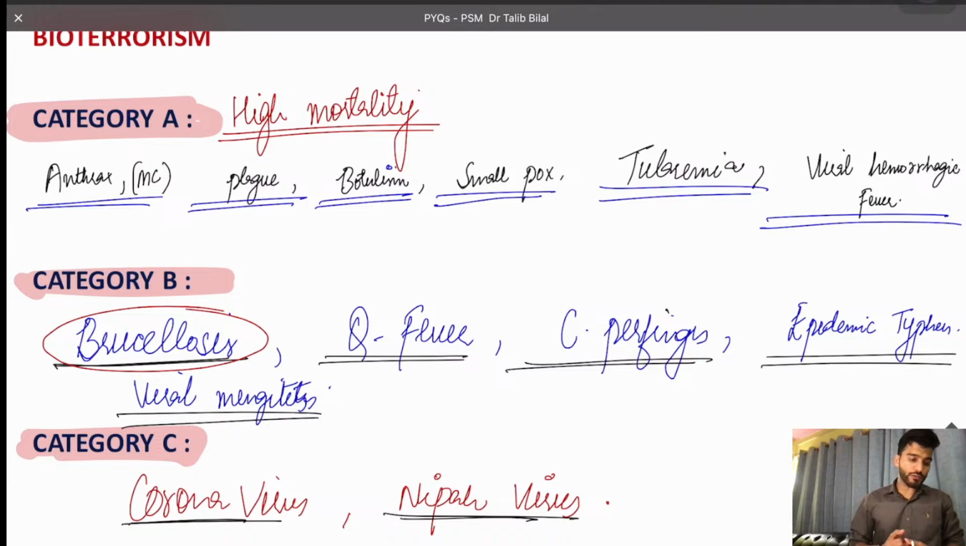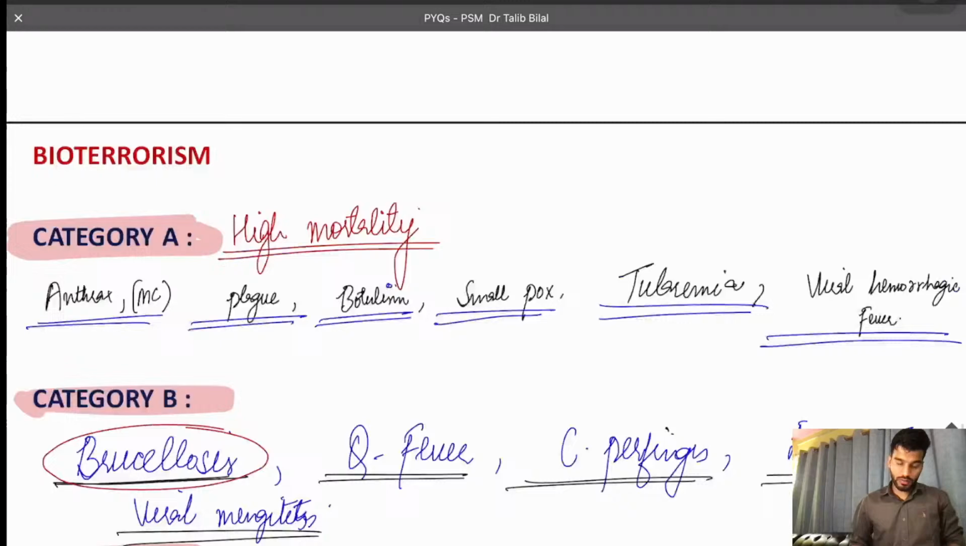Chalo guys. What is the drug of choice for viral meningitis? Your drug of choice for viral meningitis is acyclovir. Remember all these things, guys.